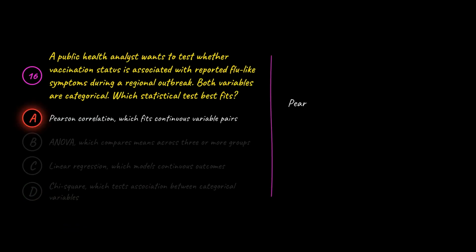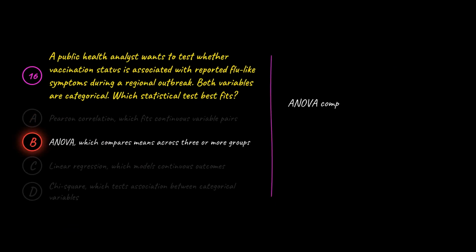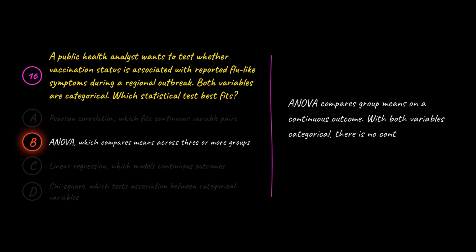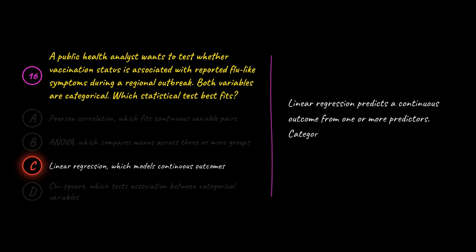A is wrong because Pearson correlation operates on continuous numeric pairs. Categorical labels do not produce the kind of numeric variation Pearson needs. B is wrong because ANOVA compares group means on a continuous outcome. With both variables categorical, there is no continuous outcome to average. C is wrong because linear regression predicts a continuous outcome from one or more predictors. Categorical outcomes shift the analysis toward logistic methods or chi-square.